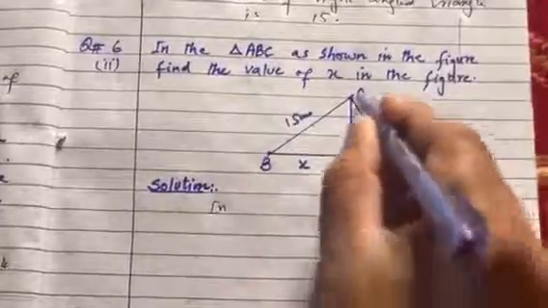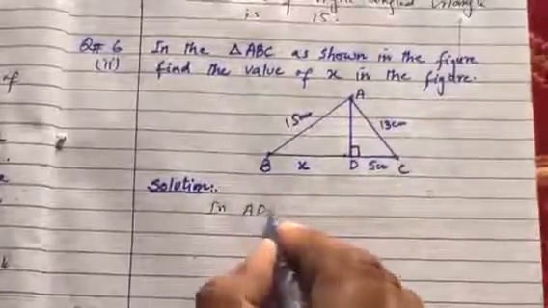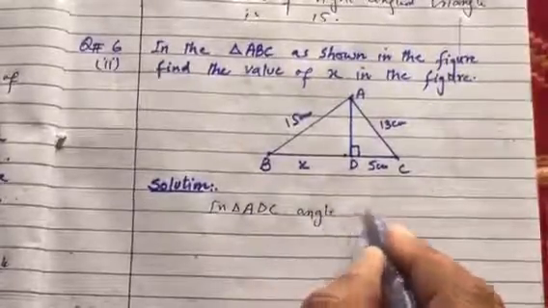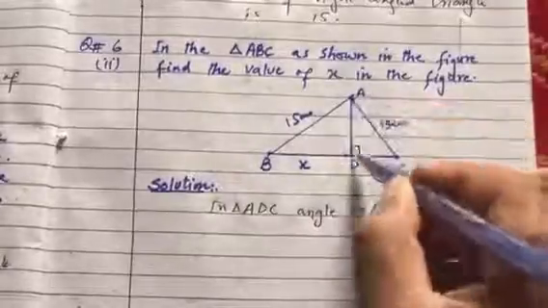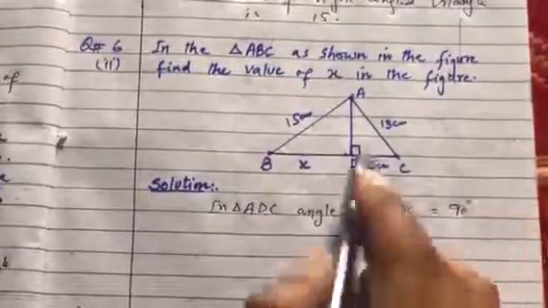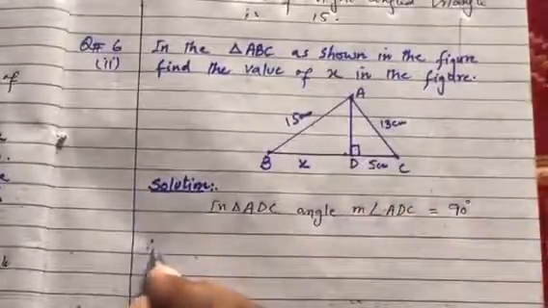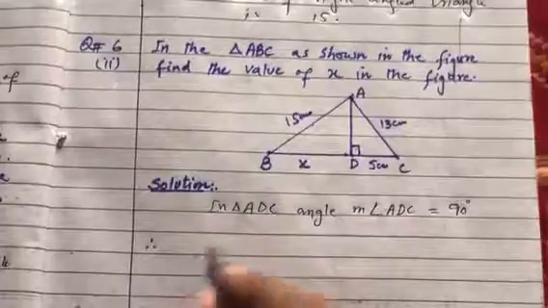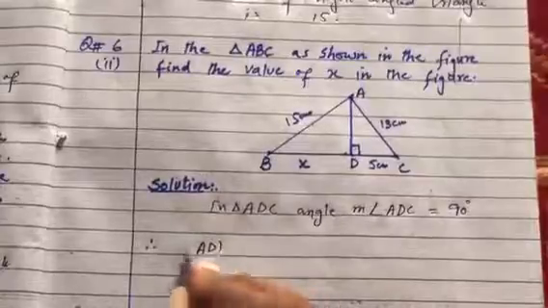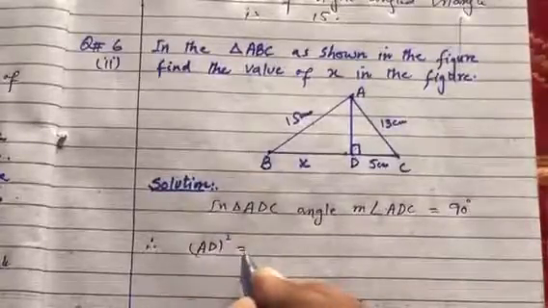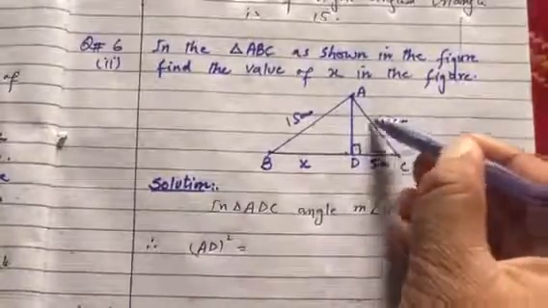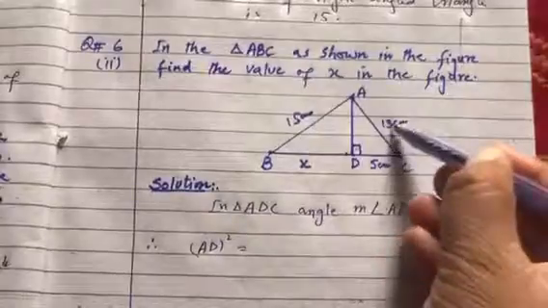In triangle ADC, the measurement of angle ADC, angle D, is equal to 90 degrees. Therefore, by using the Pythagoras theorem, AD is the perpendicular side of a right angle triangle and 13 is the hypotenuse, because it is opposite to the 90 degree angle. So this side AC is called the hypotenuse.